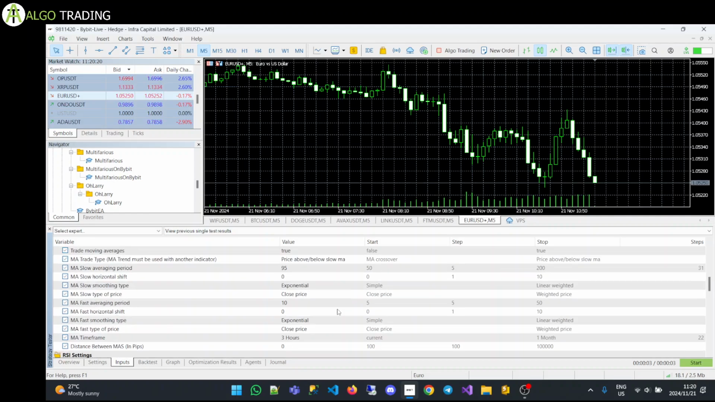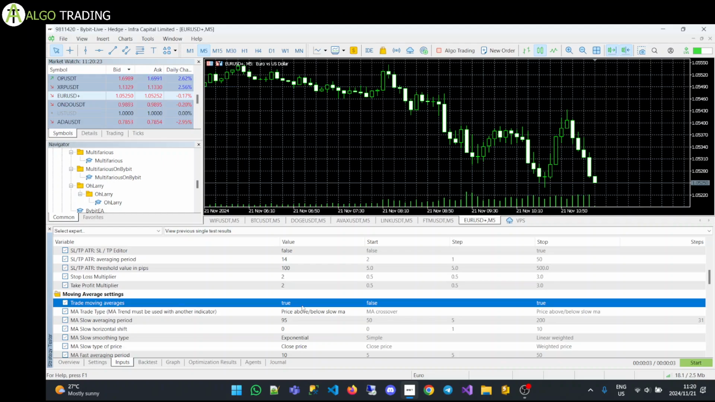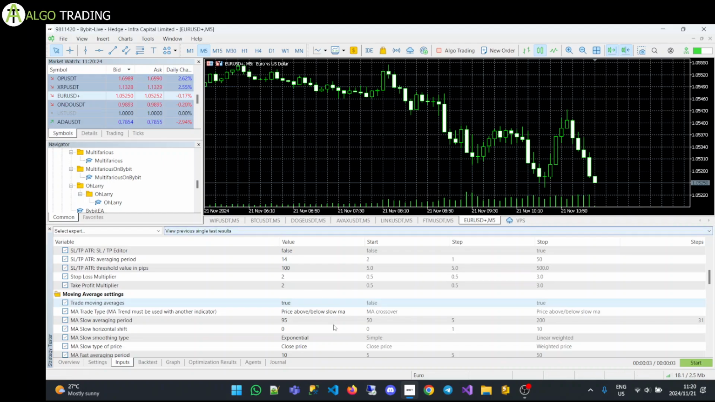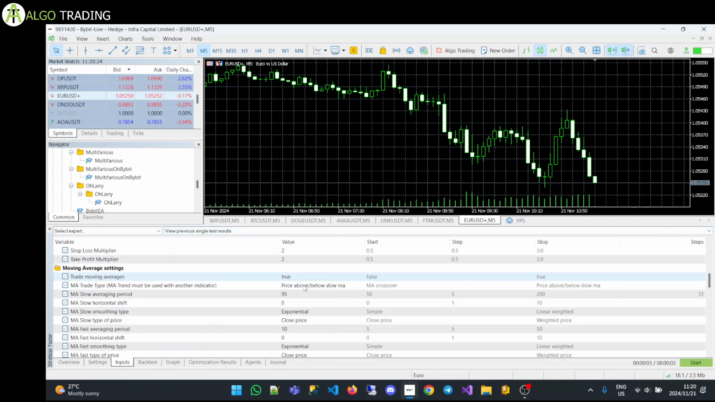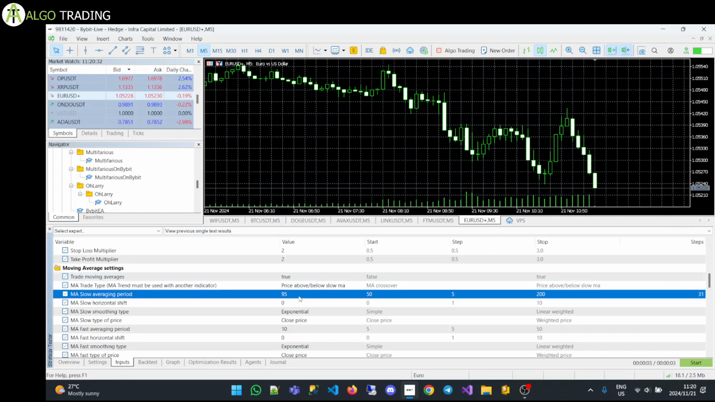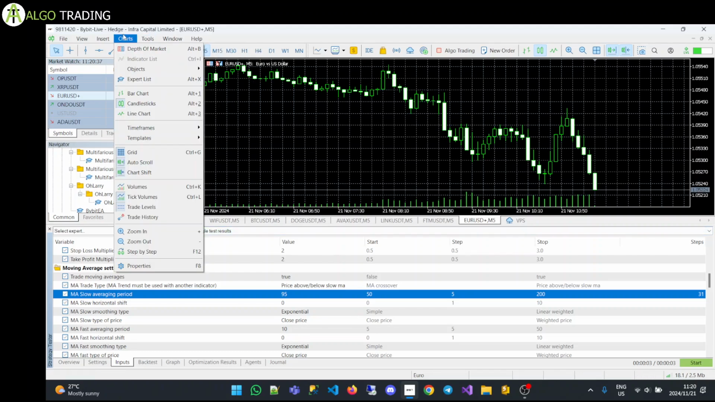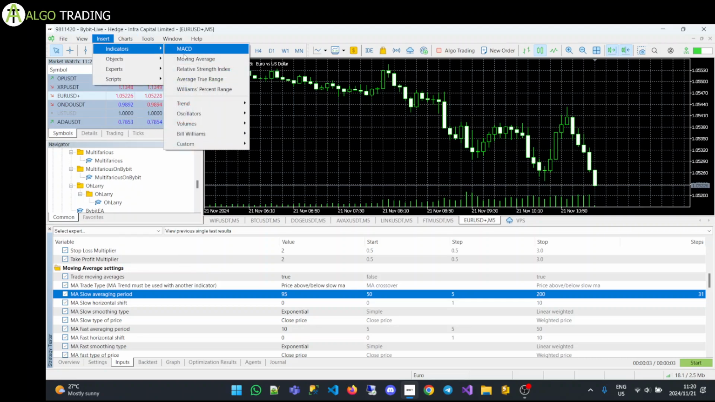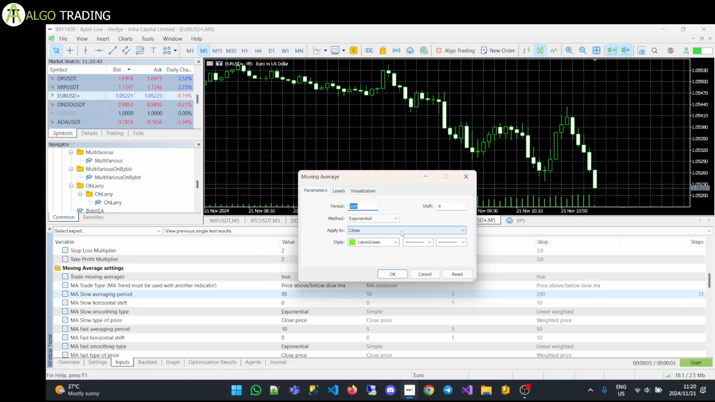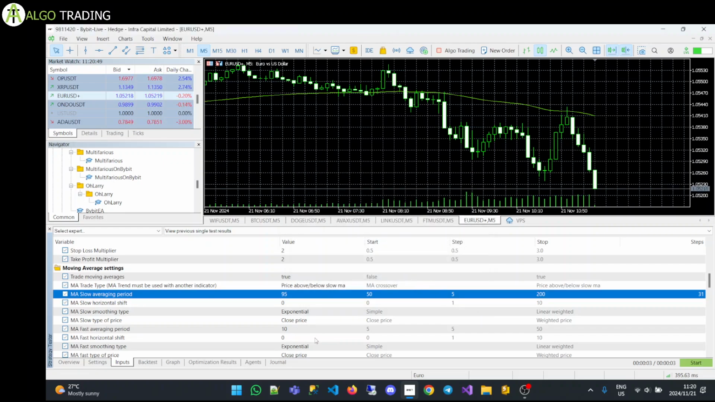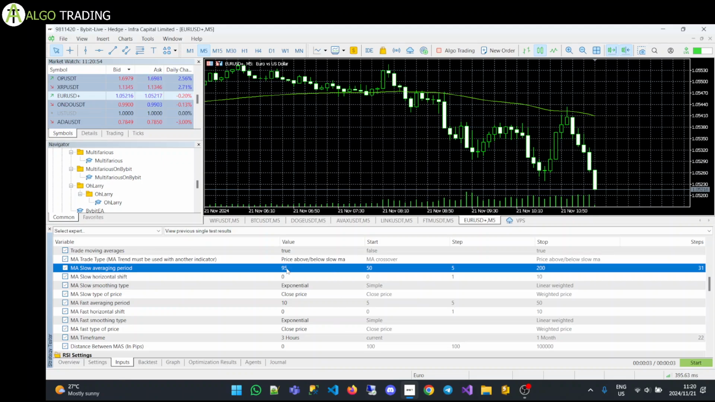The first indicator that we're going to add is the moving average. We have the Euro USD chart and the moving average. What we're checking is whether the price is above or below the slow moving average, and the slow moving average in this case is 95. So let's chart that. I'm going to add a moving average of 95, and we're going to use the exponential moving average with the close price. Okay, so that is the moving average.